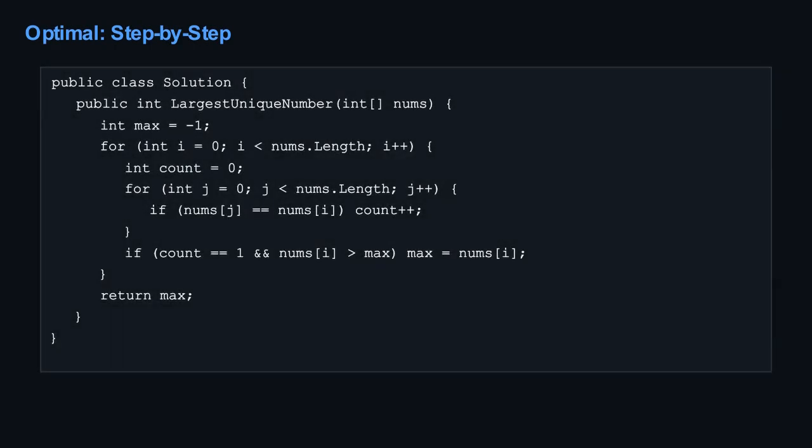Let's trace this on our example. First, we build the frequency map. 5 appears once, 7 once, 3 twice, 9 twice, 4 once, 8 once, and 1 once. The map now holds the counts for every distinct number.